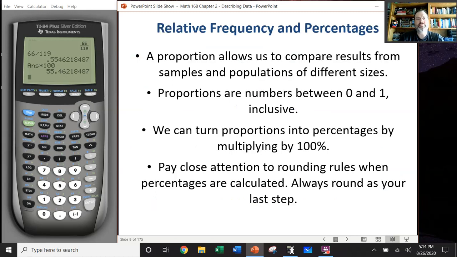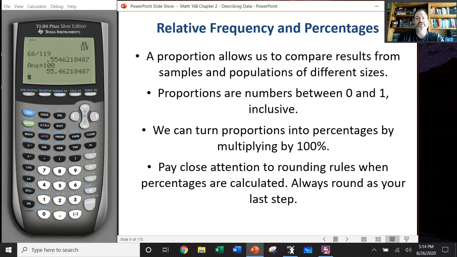All right, moving on. A proportion allows us to compare results from samples and populations of different sizes. This is why we use them. If we want to compare one rock, paper, scissors tournament to another one, they're going to be different sized in terms of the number of people participating. But we can see that 55.46% of the people in this tournament chose rock. We can compare that to a different tournament if we scale everything. So you divide by the total number, multiply by 100, and you get a percentage.